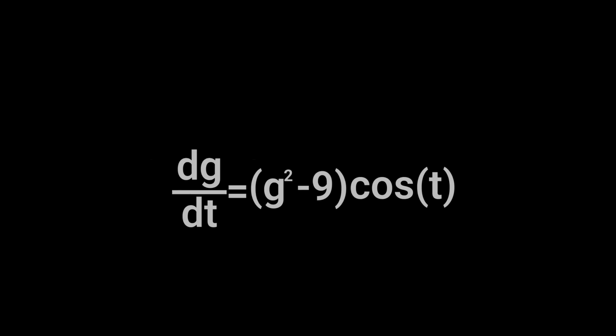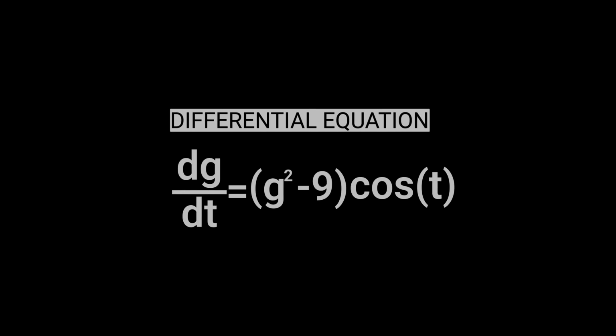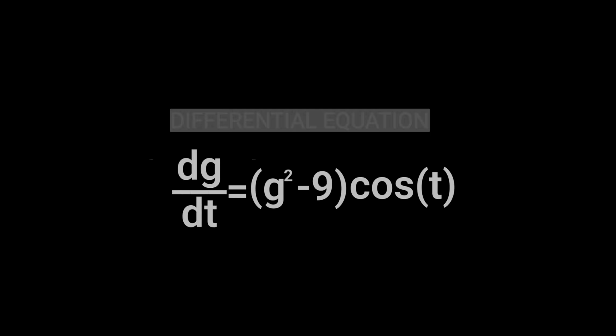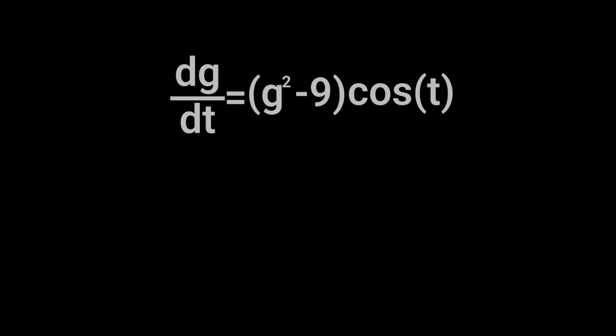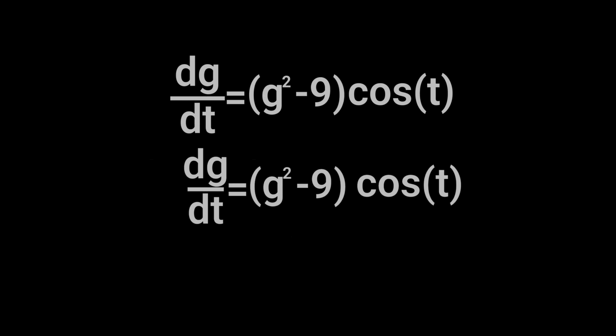We're gonna solve the differential equation dg/dt equals (g squared minus 9) cosine of t. We're gonna solve this problem using partial fraction methods, or partial fraction decomposition. First, we have to integrate. In order to integrate, we need to have t's on one side and g's on the other side.